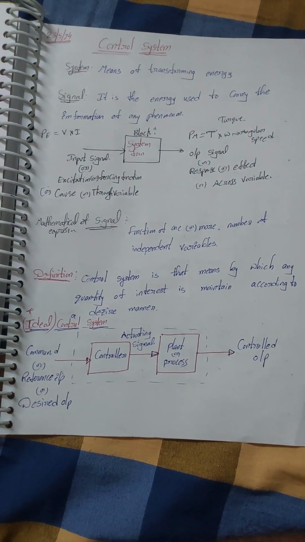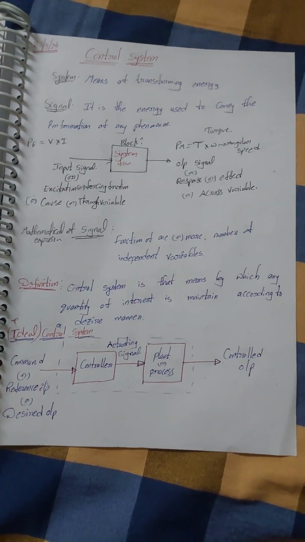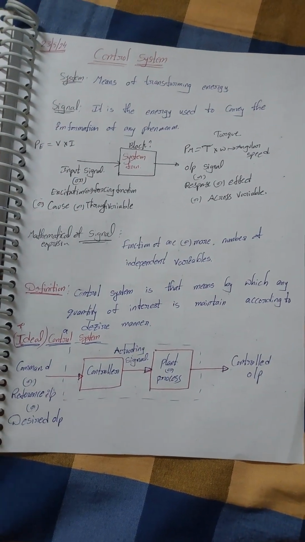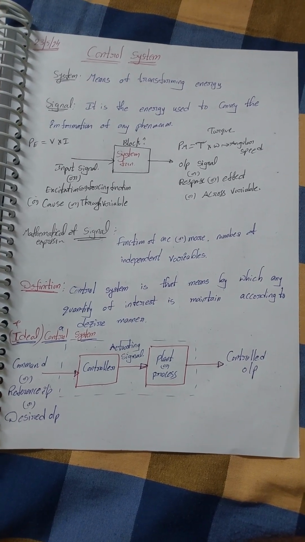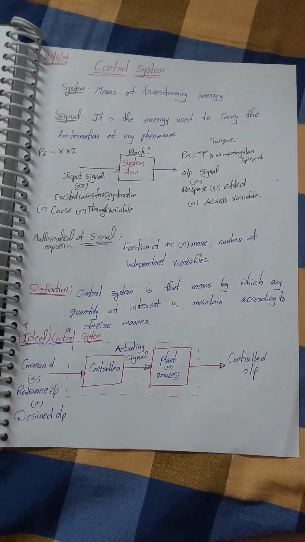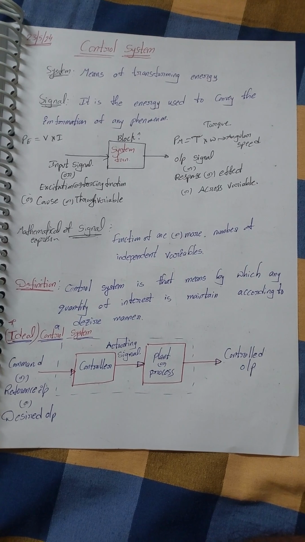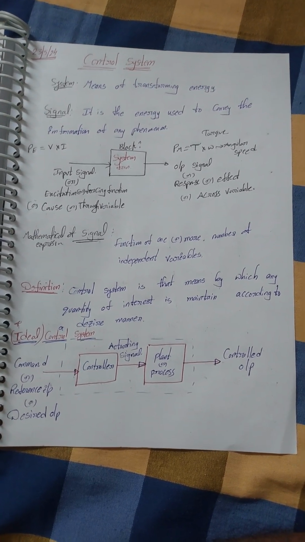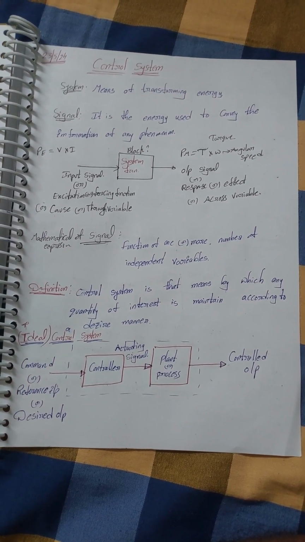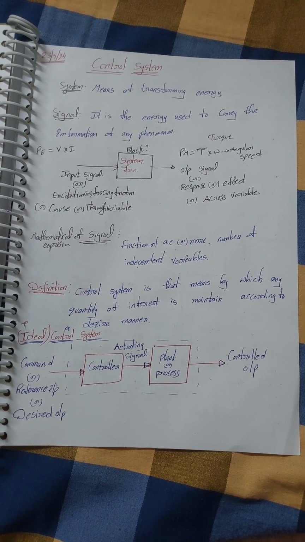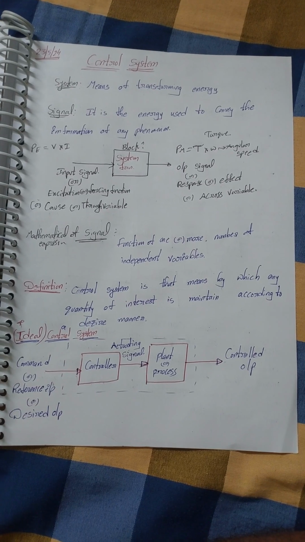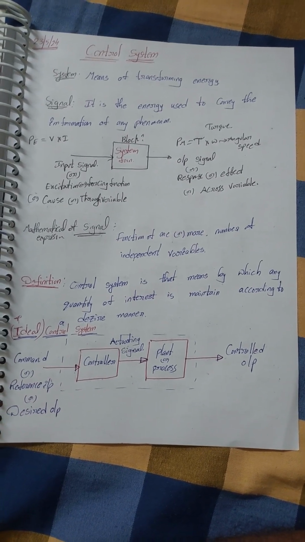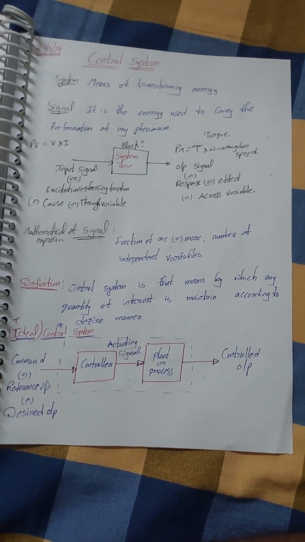This is the control system block diagram. We can see this one as the ideal control system. In this ideal control system, we give a command, or reference input, or desired output, to the controller. The controller gives the actuating signal to the plant or process, and it comes out as the control output. The control output is also known as the desired output.